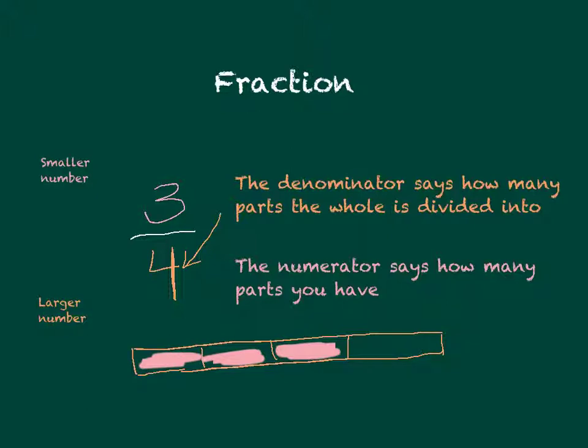Now typically when we think of a fraction, we think of the smaller number on top and the larger number on the bottom, but this doesn't have to be so. And this is when we get into improper fractions.